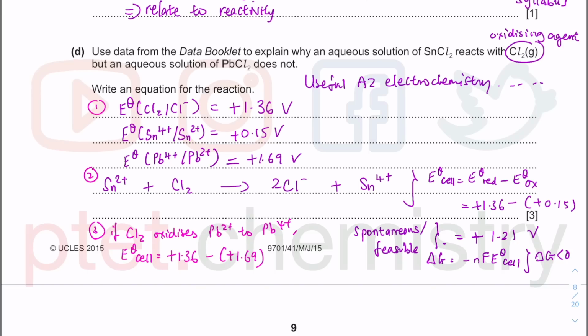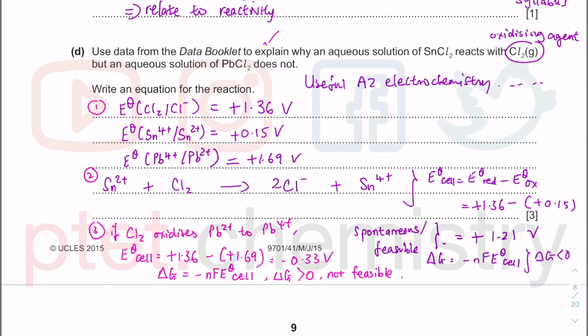As you could see, something smaller minus something bigger is going to be negative, and your calculator will show you something negative. So your delta G there is minus nFE cell. N is the number of electron transfer, which is 2 electrons. F is a positive Faraday constant. The minus and the minus will give you positive. So delta G will be greater than 0. This is not feasible, not spontaneous.